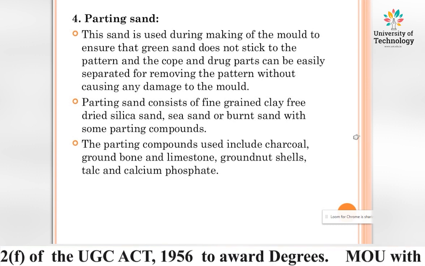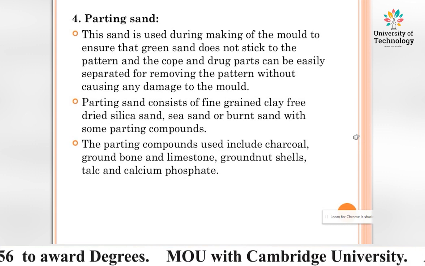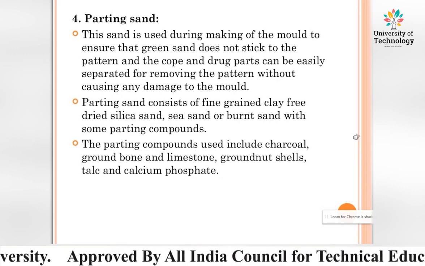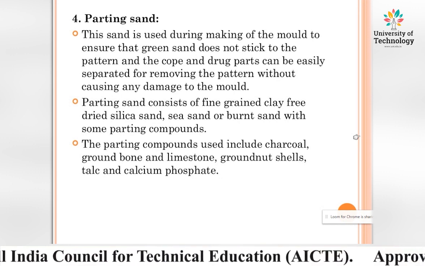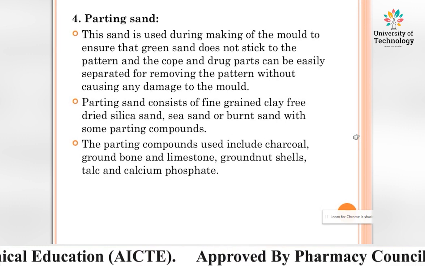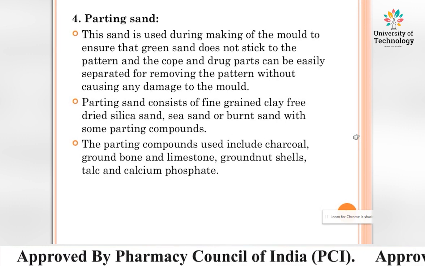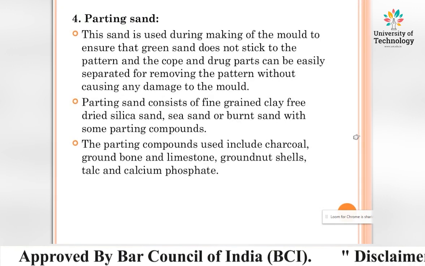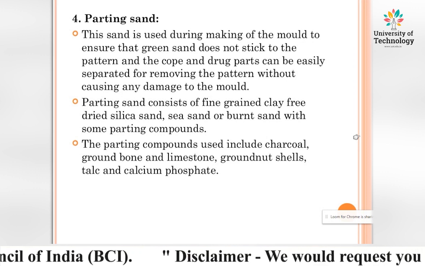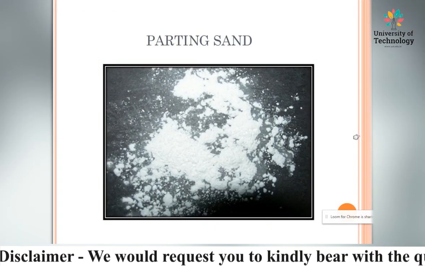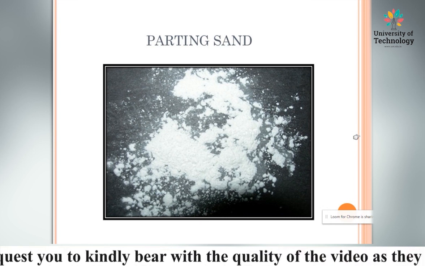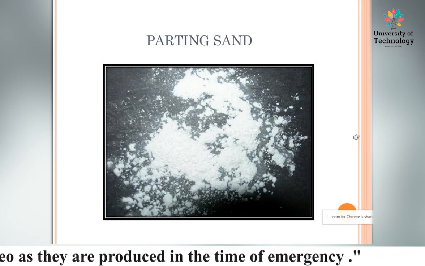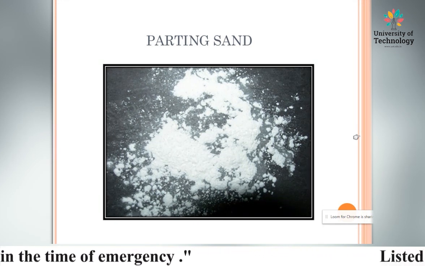Parting sand consists of fine-grained, clay-free, dried silica sand, sea sand or burnt sand with some parting compounds. The parting compounds used include charcoal, ground bone and limestone, groundnut shells, talc and calcium phosphate, etc. Here is a picture of parting sand. We can see the white powder type, that is the parting sand.